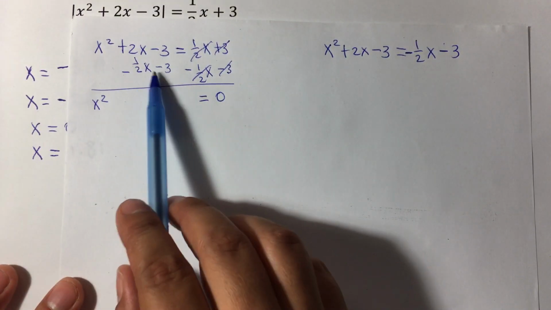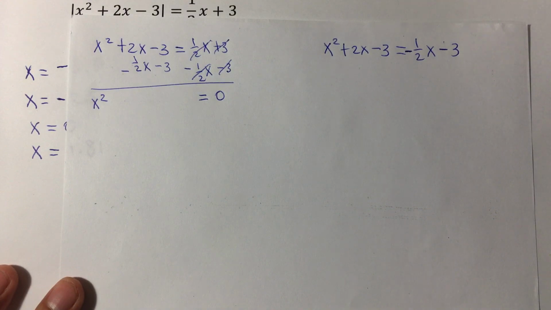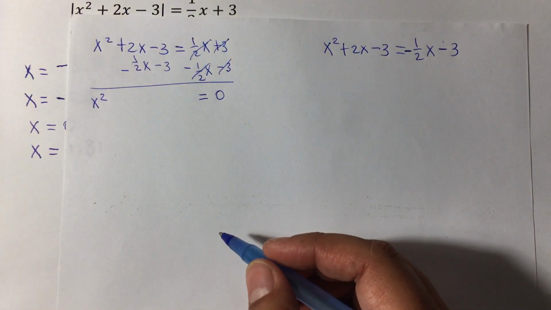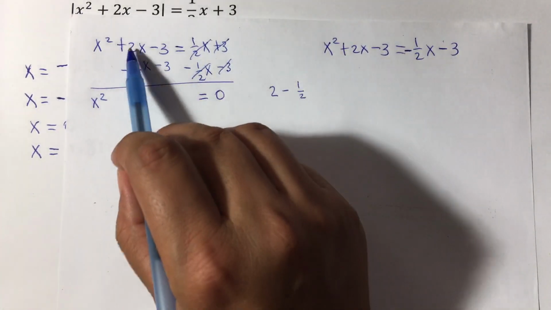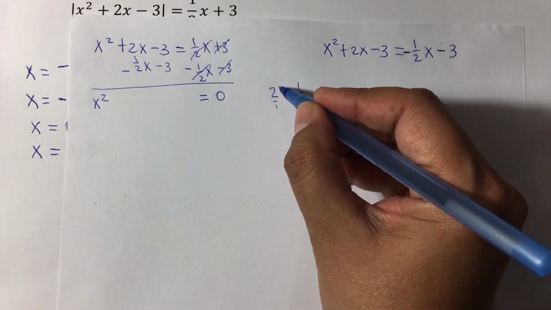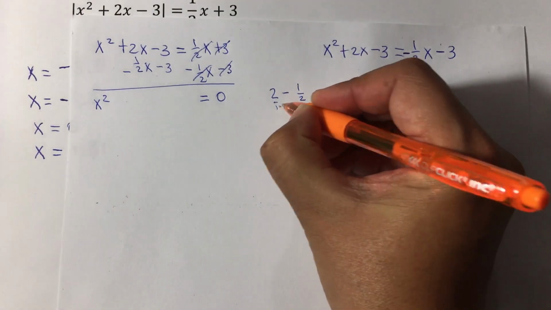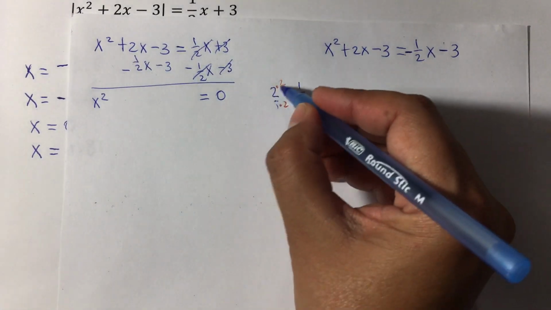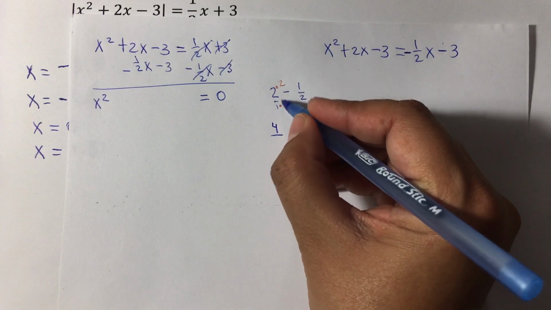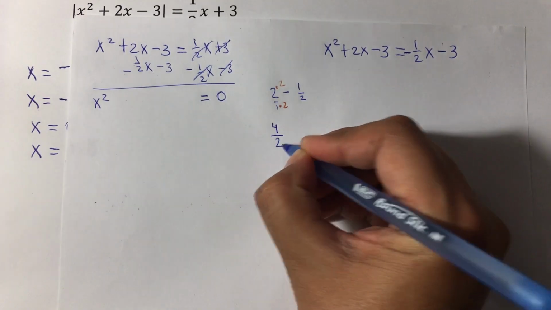2x minus 1/2 x. If you can picture two entire cakes, taking away 1/2 of one of those cakes, you end up with 1.5 cakes, right? 1.5. Or another way to see it is 2 minus 1/2, right? Put it over 1 and then make it into halves by multiplying by 2. If you multiply this times 2, this will be times 2 as well. And you get 4, because 2 times 2 is 4. 1 times 2 is 2.